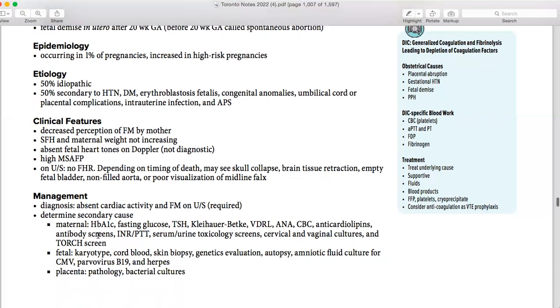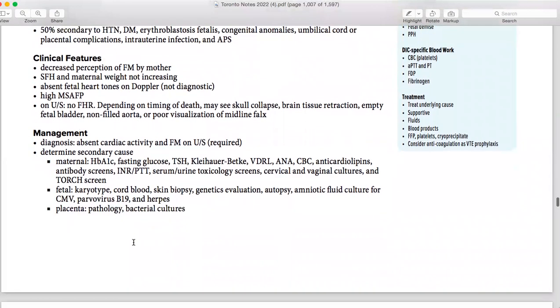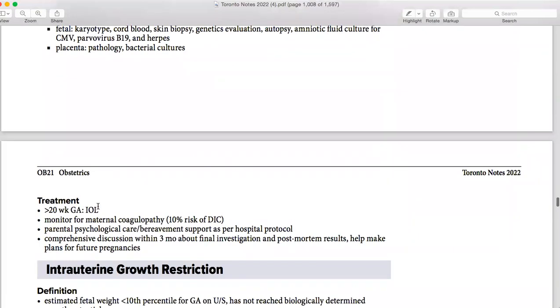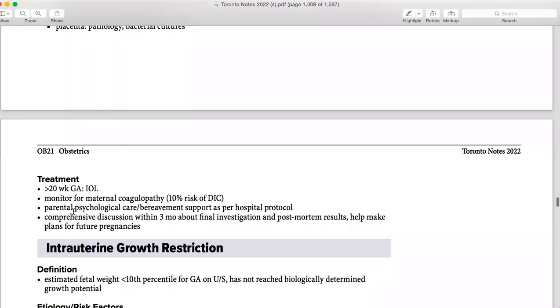And the management is basically, I said, cardiac activity and fetal movement on ultrasound. All you do is cesarean delivery because now the fetus is dead. Now here, treatment. This is something I would say remember word to word. Like more than 10 weeks, what you do is induction of labor, monitor for maternal coagulopathy, parental psychological care, bereavement support as per hospital protocol.